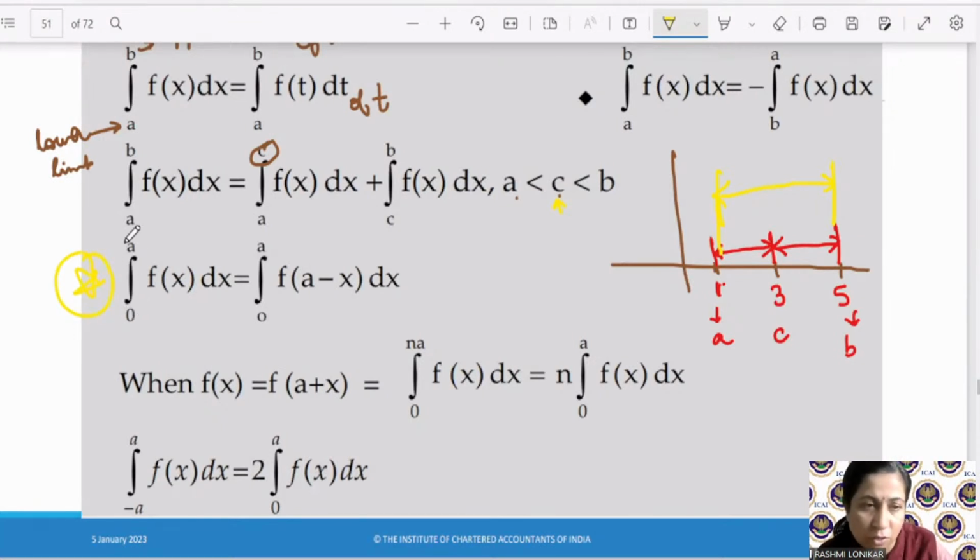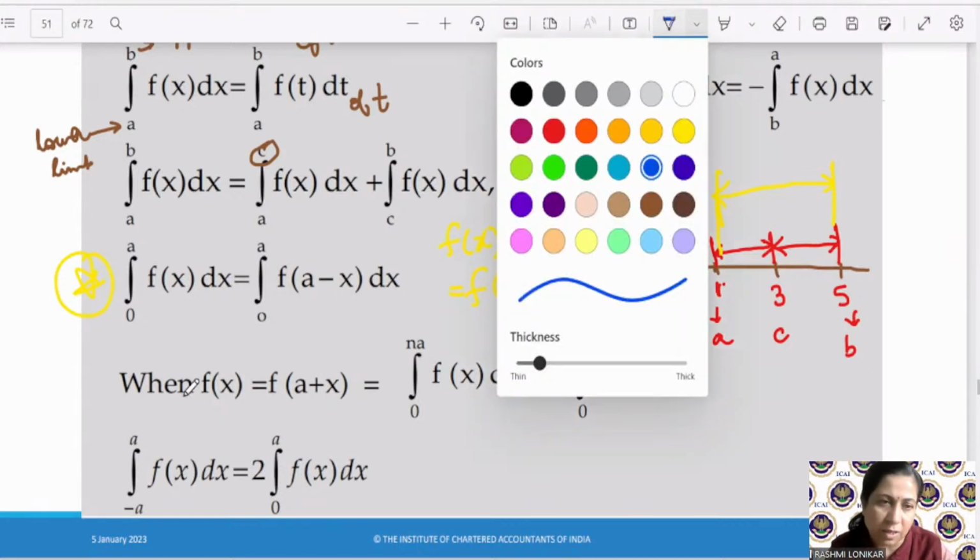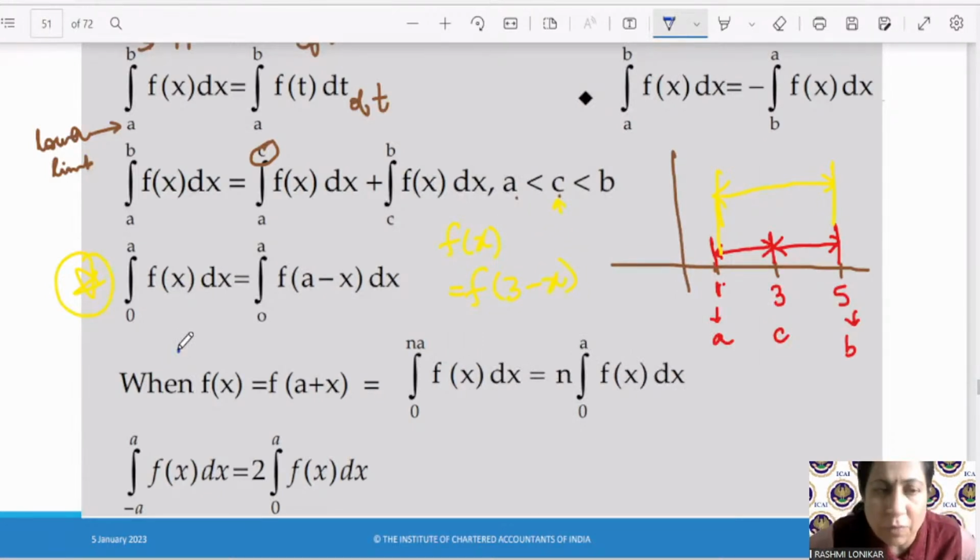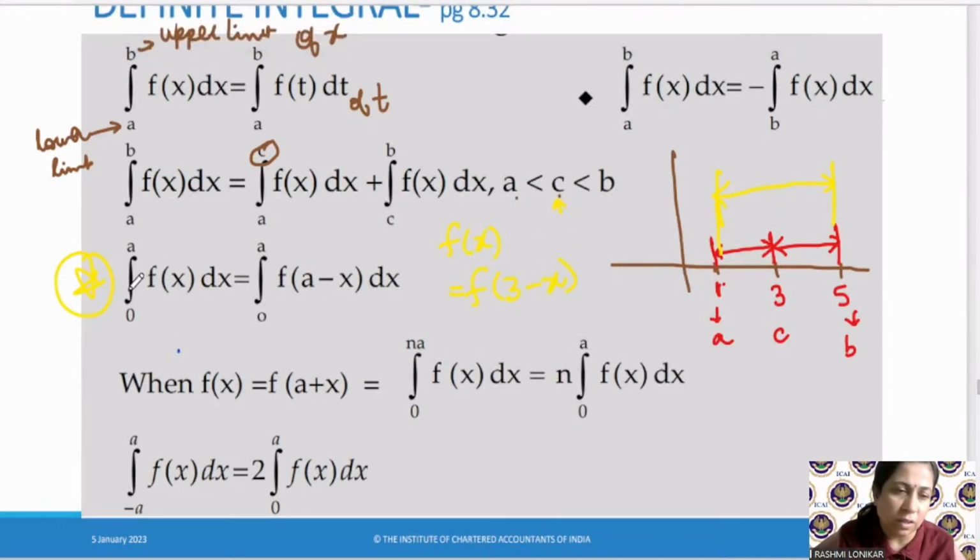Integral from 0 to a of f(x) is equal to integral of 0 to a of f(a minus x). So if I have f(x), then it is equal to f(a minus x) also. Okay. So it is going to be the same value. But provided what? The limits are 0 to a. Okay.